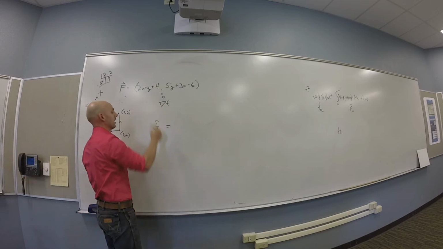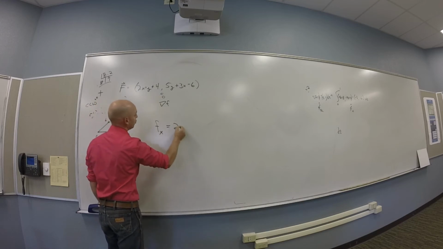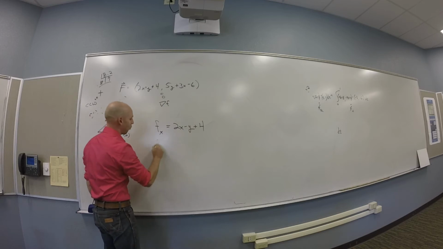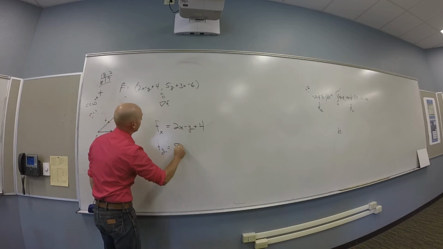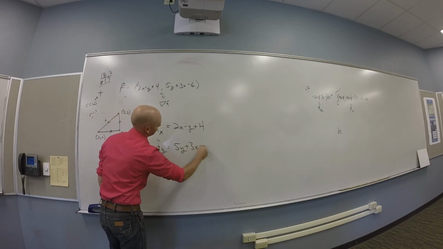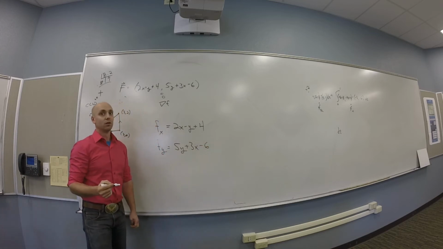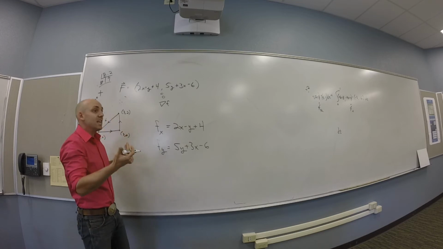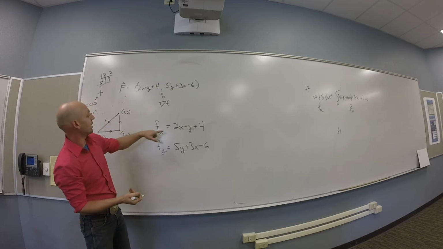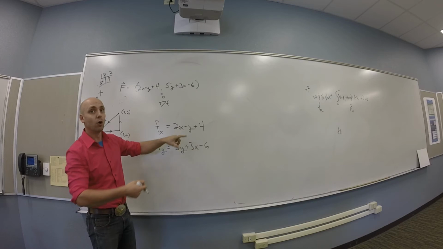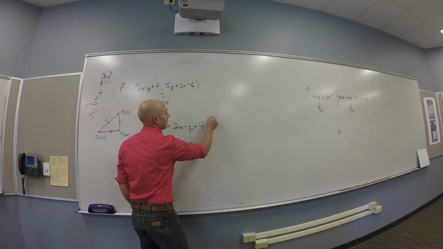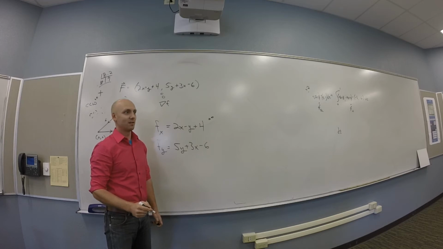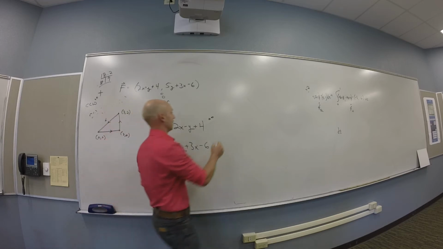Yeah, if this is the gradient, then fx should be 2x minus y plus 4, and fy should be 5y plus 3x minus 6. I've made an assumption here, right? So let me see how this works out. If you differentiated with respect to x and got this stuff, what is a function that has that property? x squared minus yx plus 4x.